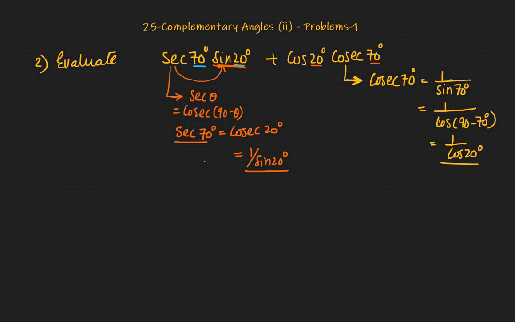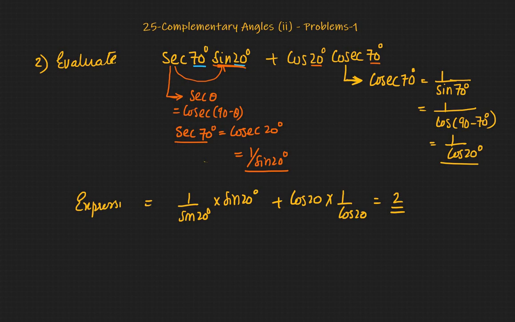So we know both of them. Now it's a matter of substitution. 1 by sine 20 into sine 20 plus cos 20 into 1 by cos 20, that's equal to 2. That's our answer, right? So that's how easy it is to find your answers once you know what the complementary angles are. So let's do the next problem.